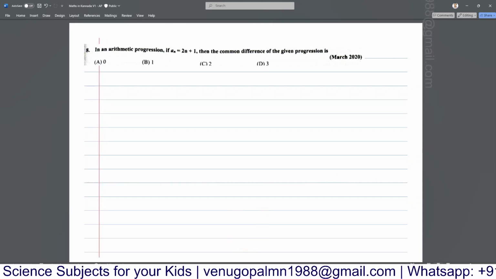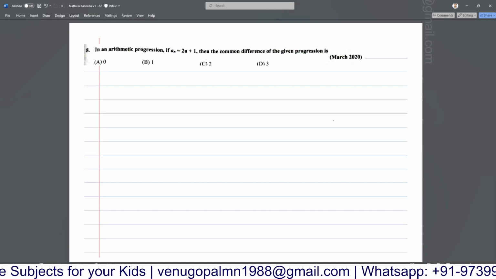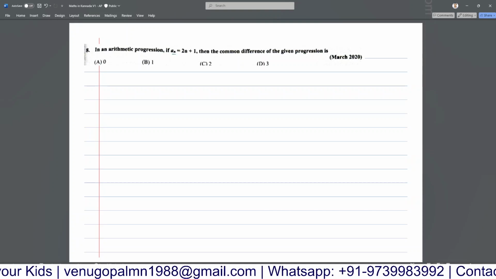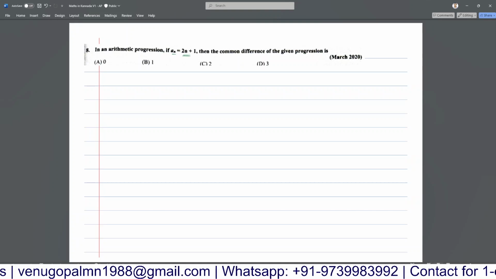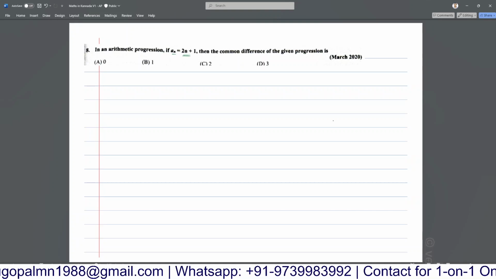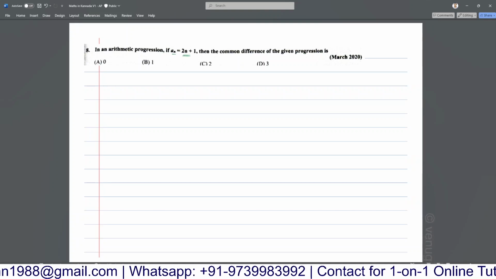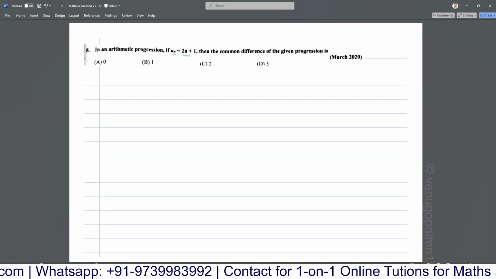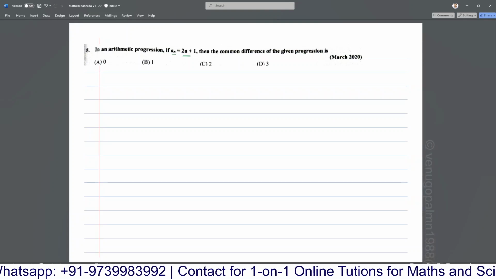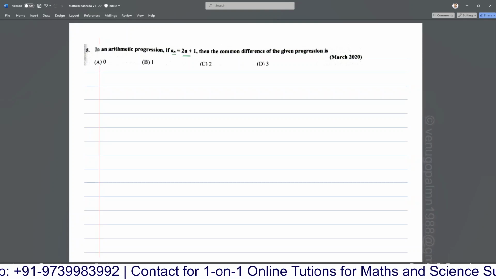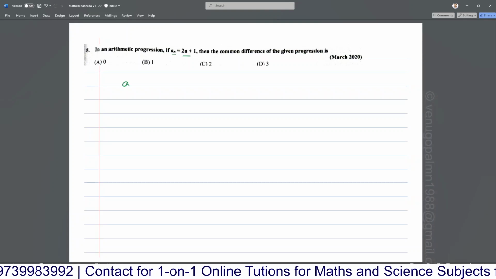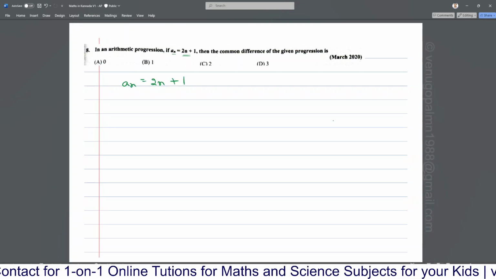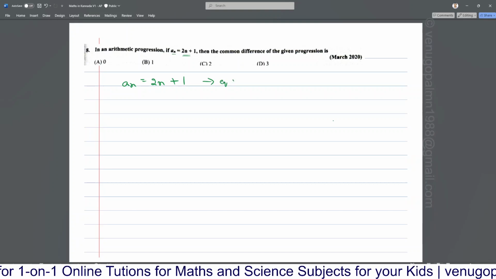So moving on to the next sum, arithmetic progression. In an arithmetic progression, if a of n, the nth term, is equal to 2n plus 1, then the common difference of the given progression is. Okay. So what they are asking you to find out? They are asking you to find out the common difference. Okay. So it should be very simple. So what we have to do, from the definition, a of n is equal to 2n plus 1, correct? So you can call this equation 1.